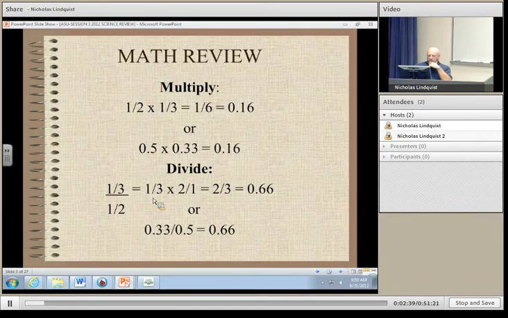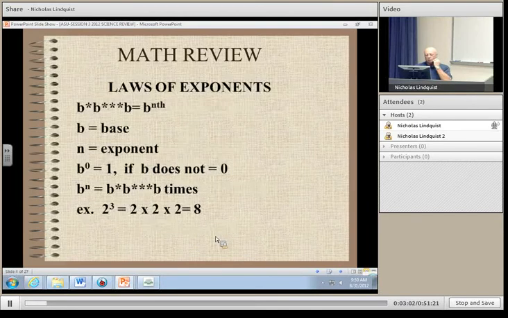When we divide fractions, for example, 1/3 divided by 1/2, what we do is we invert and multiply. So we've got 1/3 times 2/1, which would equate to 2/3. And again, do that division, and we get 0.66. Or we could do it in a decimal form, much like we've done the others, and that would come out as 0.66 as well.